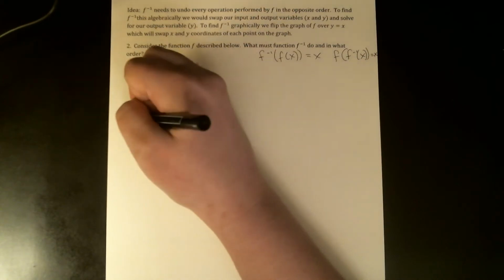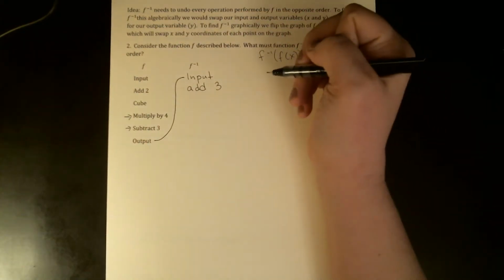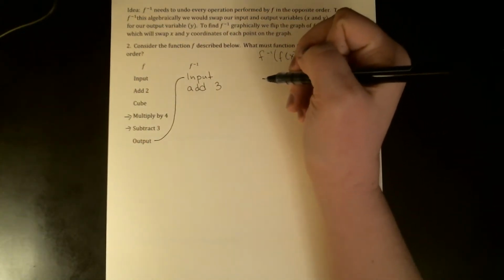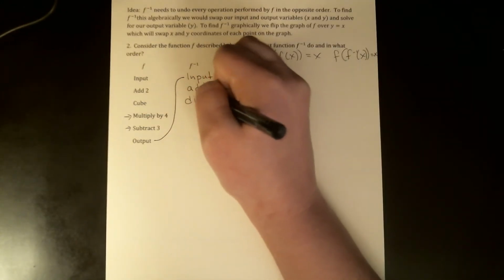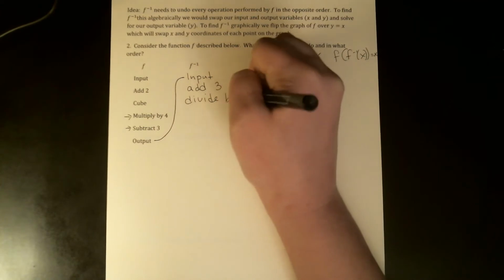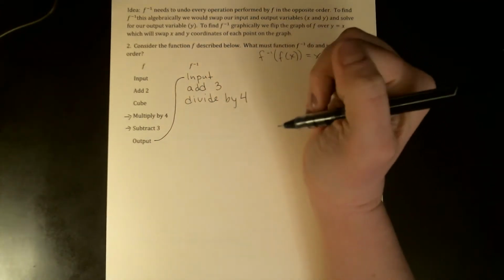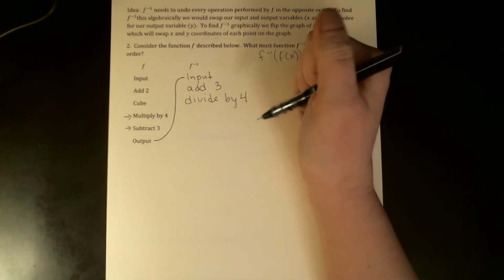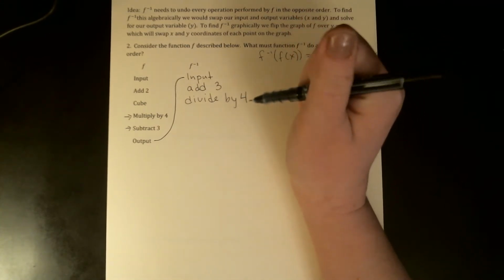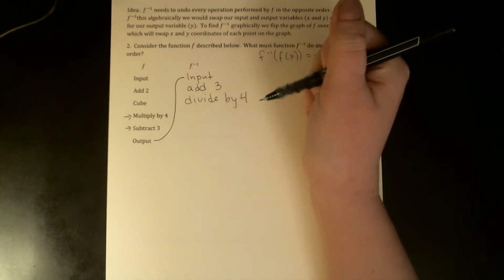Okay, so f, second to the last thing it would do is multiply our variable by 4. So the second thing that f inverse should do is divide by 4. So inverse functions absolutely involve inverse operations, and we have to figure out not only the inverse operations, but also the correct order.